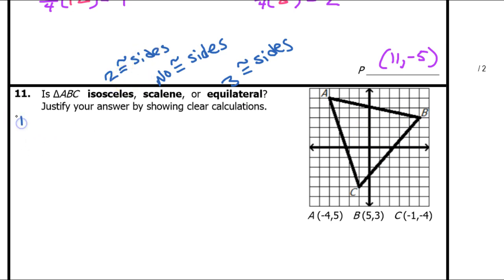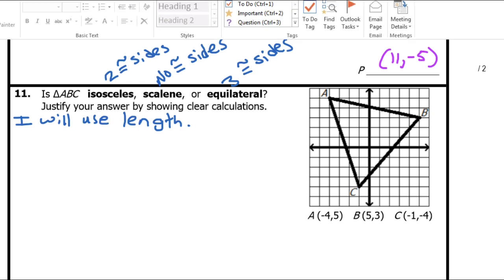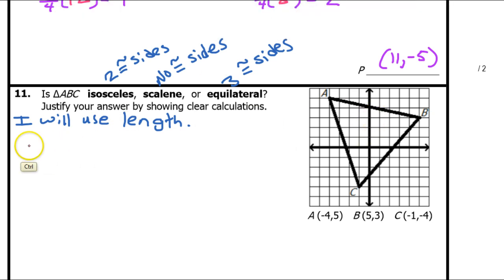So, let me start by making my introduction statement that says, I will use length. Okay, so let's find the length of each of the sides. So, for example, I need to find the length of side AB. The easiest way to find the length of a segment that is drawn on a graph is to use the Pythagorean Theorem. The horizontal distance here is, let's see, I see 4 and 5, so that must be 9. And the vertical distance is 2.